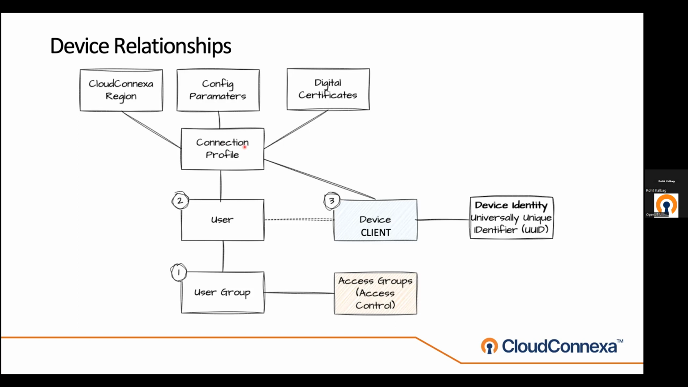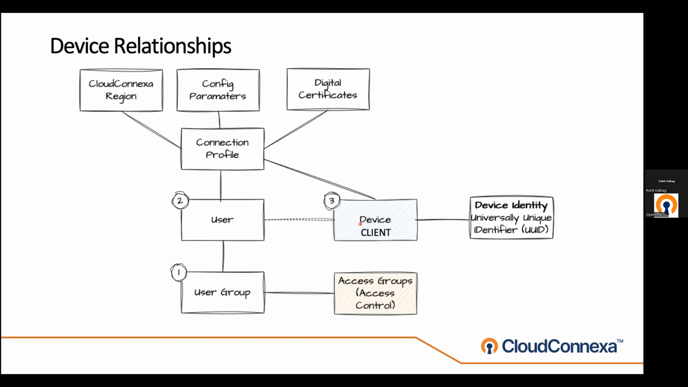So the connection is always mutually authenticated. The device authenticates the CloudConnexa server, and the CloudConnexa server authenticates the device. All of that is done via PKI and digital certificates. And of course, there is the linkage with the user. So from the device, we have the connection profile. From the connection profile and the digital certificates, we get to know the user. And the user is part of a user group. And then we define access control and access policies based on user group.